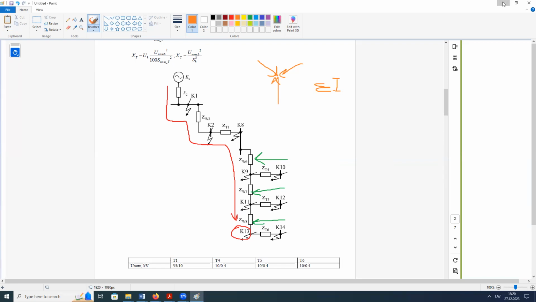What is the range of the good sensitivity point? The coefficient is 1. The main task is to protect its own line, but it could be good if it could protect all lines in series. So it is good if it is sensitive for node number 13.